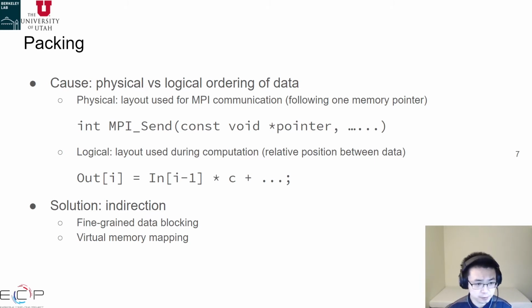And we believe we can solve this by adding indirection to manage the data in the application. We have done this to a Stencil application in two ways. First, we applied fine-grained data blocking to the subdomains in the Stencil application, and we added a second layer of indirection using virtual memory mapping.